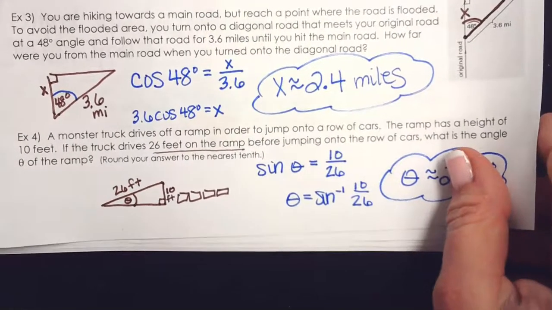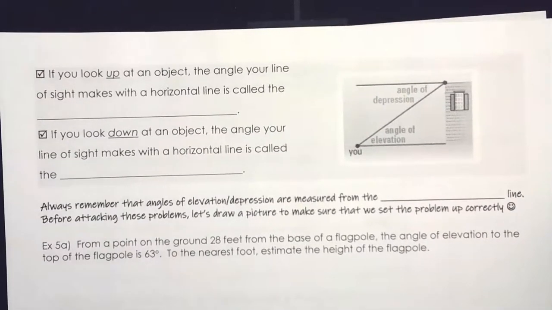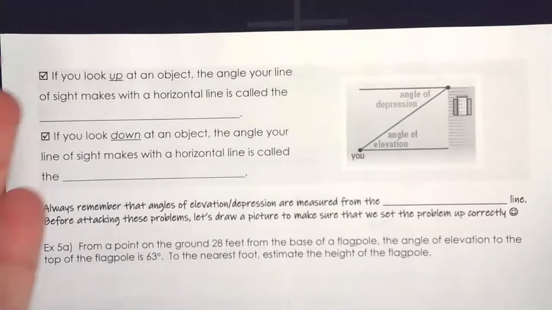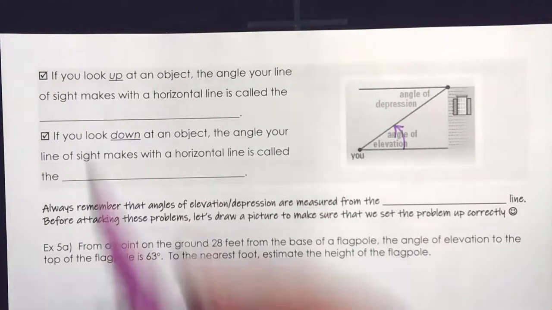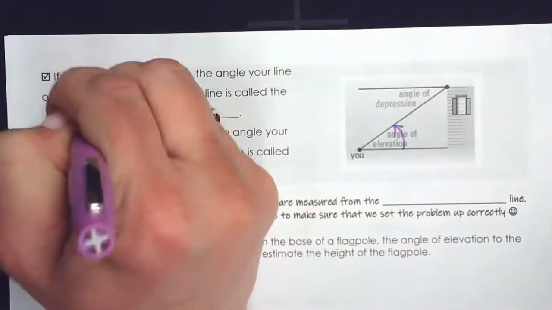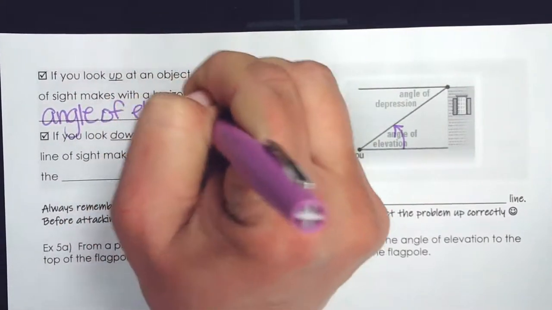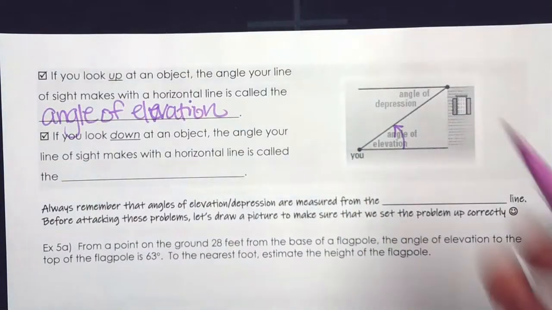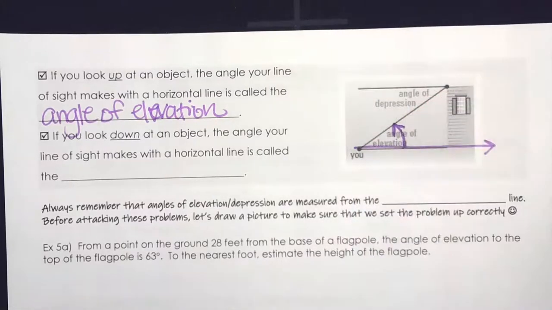So those weren't bad. I know they had words next to them, but those shouldn't be too bad. The last thing I want to review from geometry is this idea of the angle of elevation and angle of depression. If you look up at an object, the angle your line of sight makes with a horizontal line is called the angle of elevation. Okay? You're starting at a horizontal line and you're looking up. That's your angle of elevation.